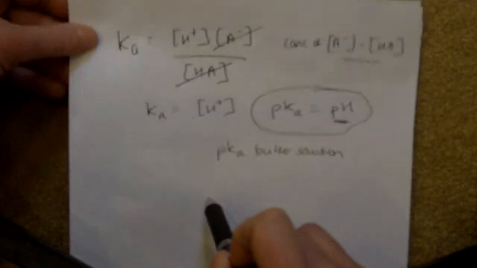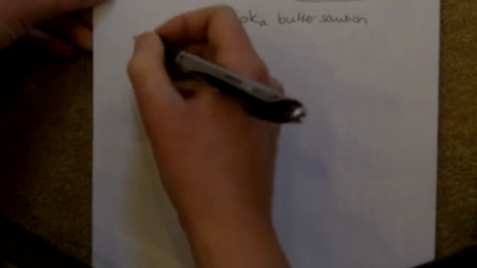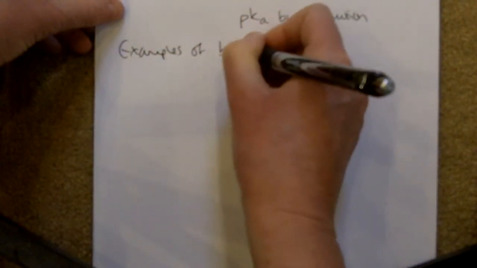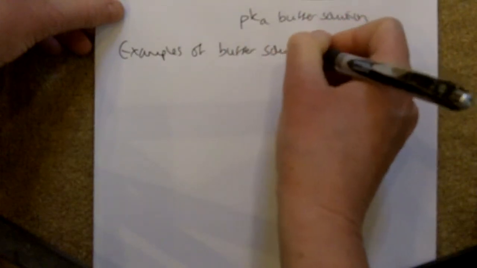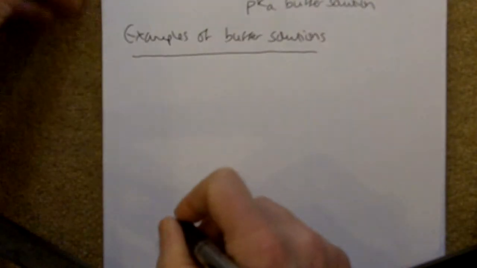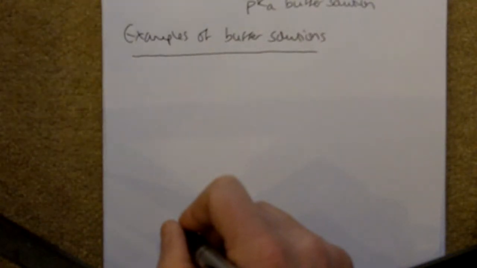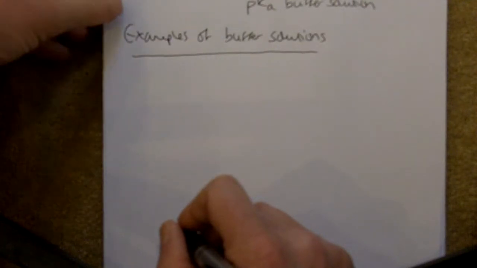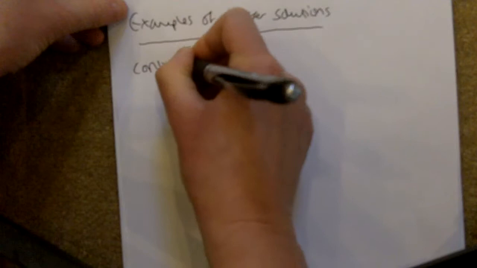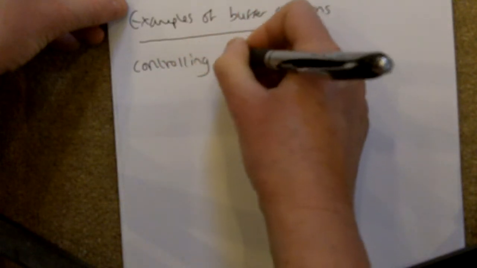Okay, nearly finished. You need to know examples of buffer solutions. Now there's lots of examples of buffer solutions, for example, enzymes are very pH sensitive, so there are buffers to minimize change in pH in enzymes. But the one you need to know for A-level is controlling the pH of blood.